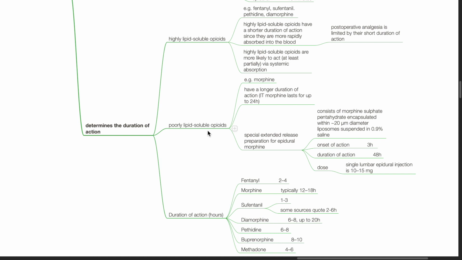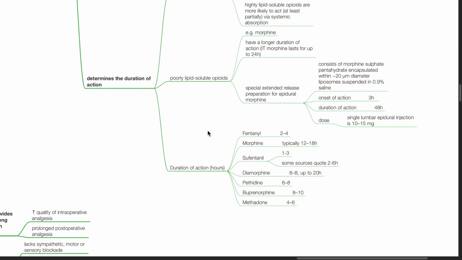A special extended-release preparation for epidural morphine exists. It consists of morphine sulfate pentahydrate encapsulated within 20 micrometer diameter liposomes suspended in normal saline. Onset of action is 3 hours with a duration of action of 48 hours. The dose for a single lumbar epidural injection is 10 to 15 mg.